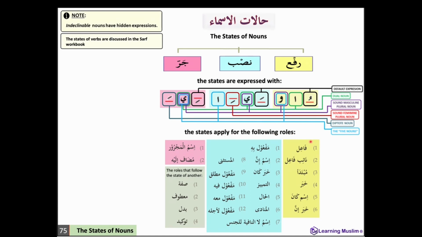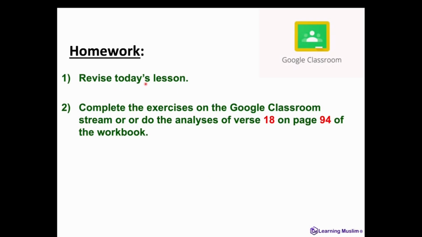For the state of raf, there are 6 roles that apply to the state of raf. For the state of nasb, there are 12, and for the state of jar, there are only 2. Then we also have another 4 roles that follows the states of other roles within the context. Then we also mentioned that indeclinable nouns have hidden expressions, and we will discuss the states of verbs in the Sarf workbook. So for homework, please revise today's lesson and complete the exercises on the Google Classroom stream, or do the analysis of verse 18 on page 94 of the workbook.